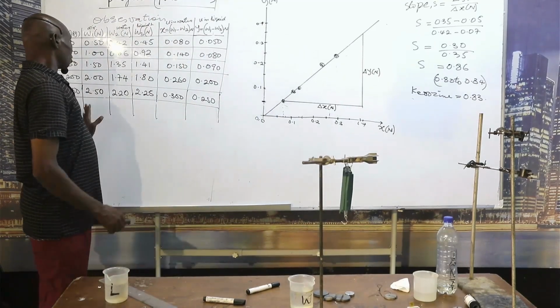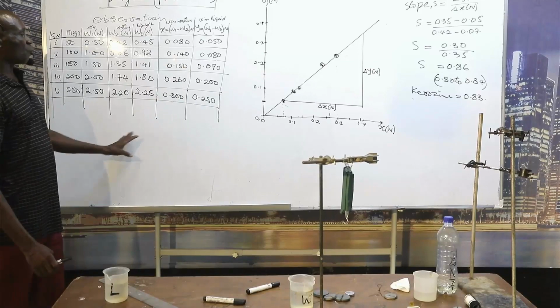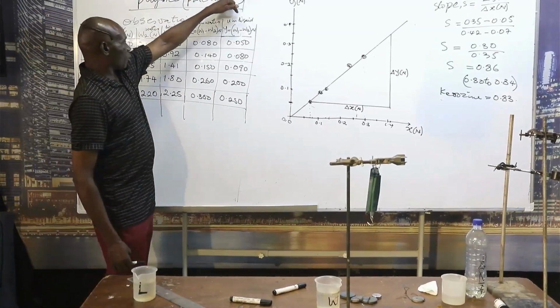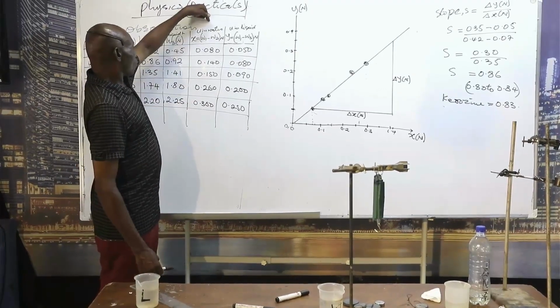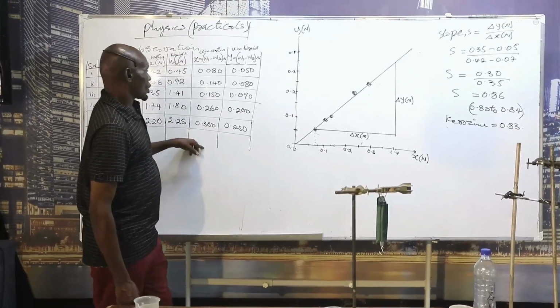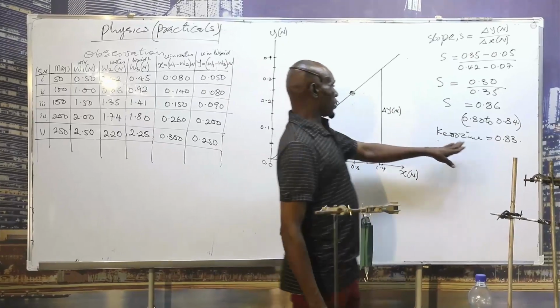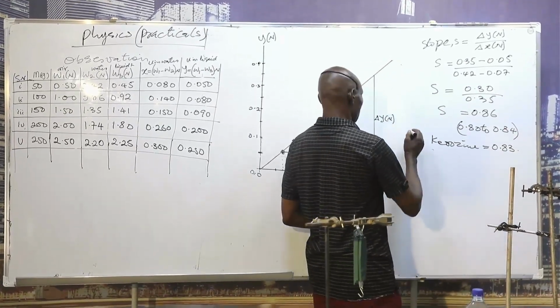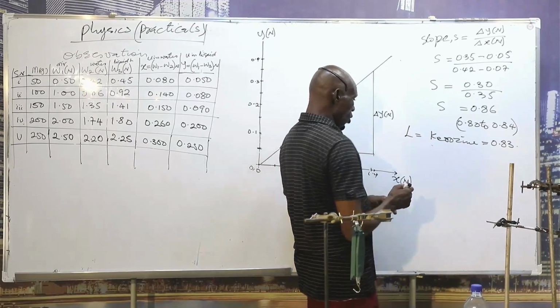So with the whole experiment, we're able to prove that the upthrust in liquid over upthrust in water is equivalent to the relative density of the liquid labeled L. So that L is equal to kerosene.